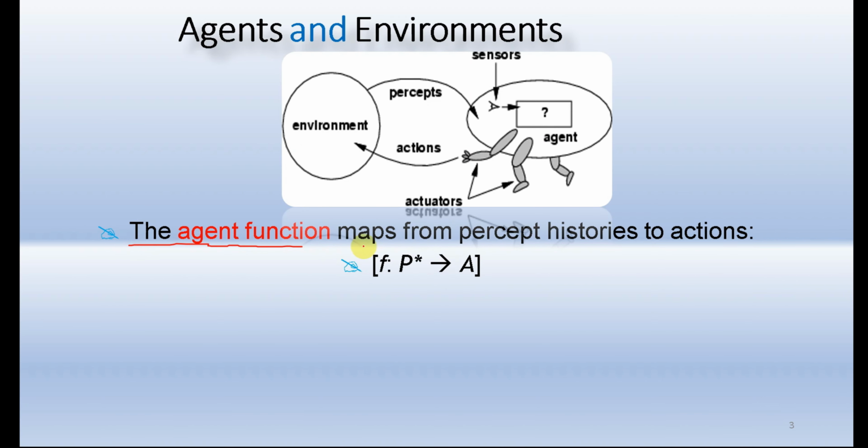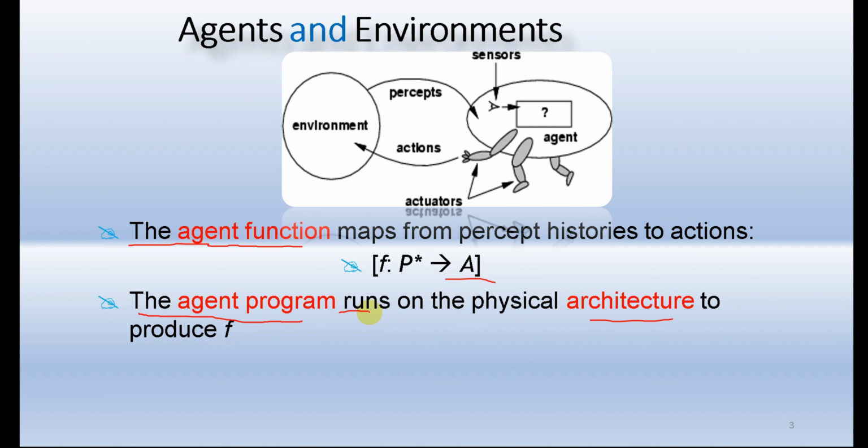The agent function maps from perceived history to action. The function of an agent: there is a perception, and with this perception or understanding of the environment, it then takes an action. The agent program runs or executes on the physical architecture to produce the agent function. For a human being, the eyes and ears perceive the environment, then that information is sent to our brain, and finally our brain gives an instruction to our hand, our mouth and our leg to take an action.